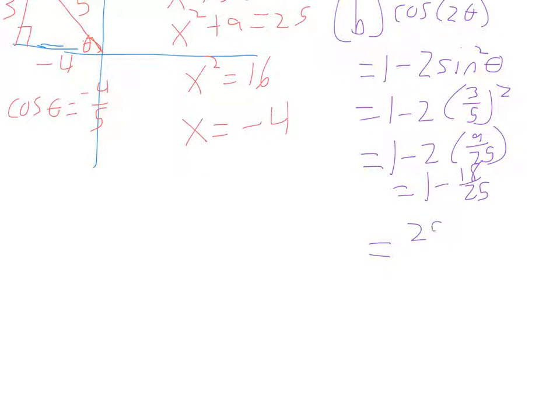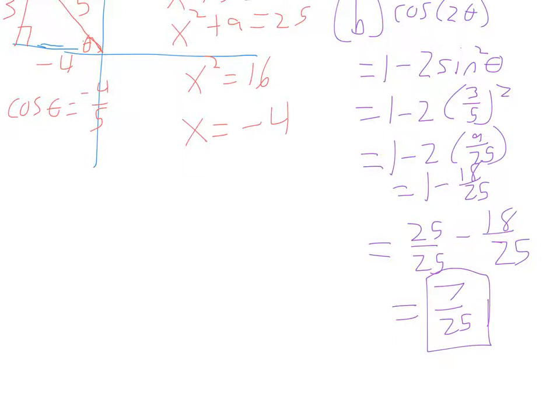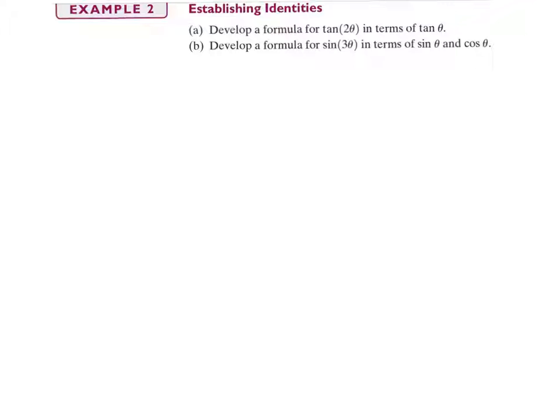And remember, 1 is equal to 25 over 25 minus 18 over 25, which would be 7 over 25. Alright, here's another example. It says develop a formula for tangent of 2 theta in terms of tangent of theta, and also develop a formula for sine of 3 theta in terms of sine and cosine.